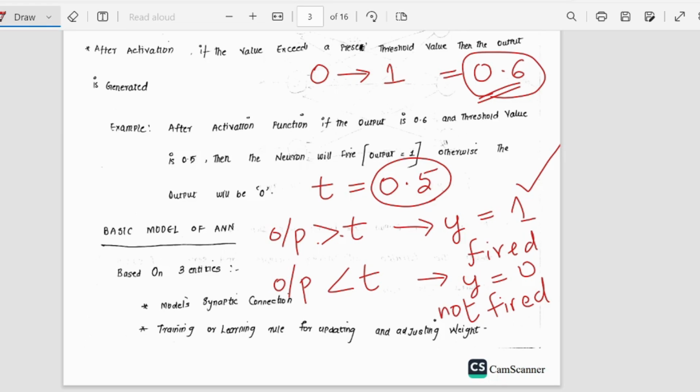So initially you're going to take all the inputs, you're going to take the weighted sum, then you're going to apply an activation function, squash the value to between 0 and 1. We're going to check that value with the threshold, and if it is greater than the threshold, the output is generated, else the output will be 0 for that neuron. So this is the basic working of an artificial neuron.